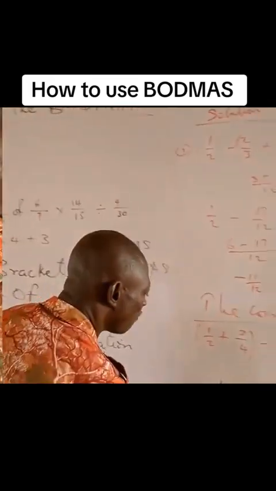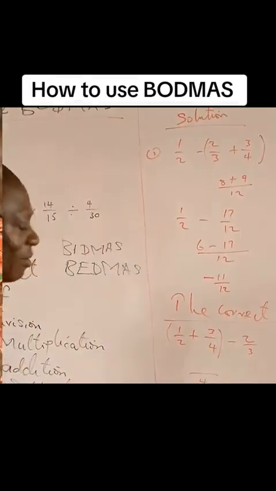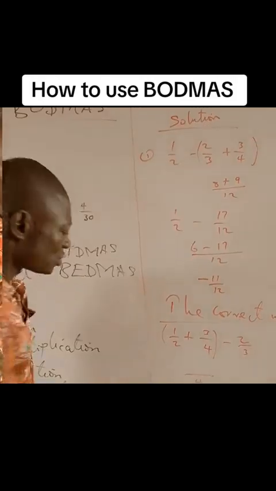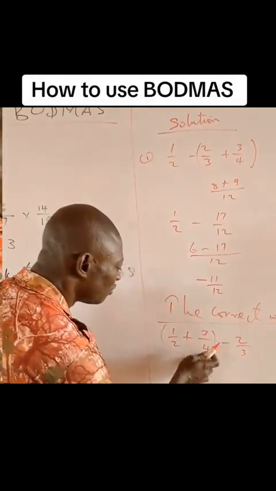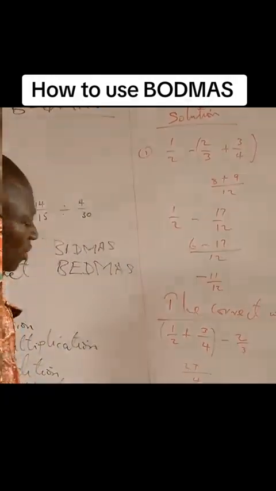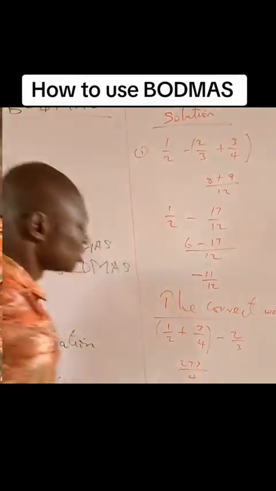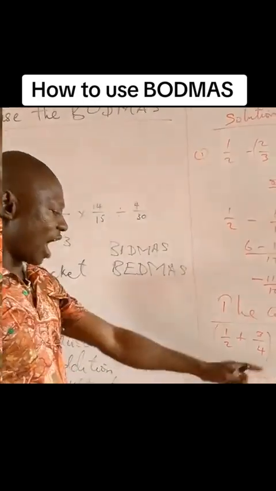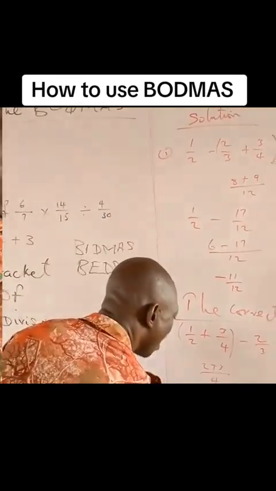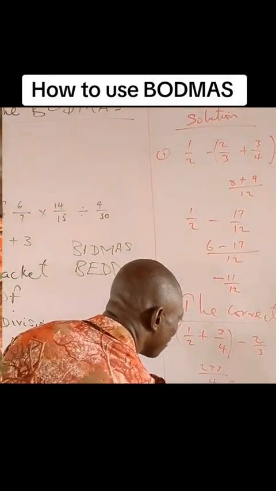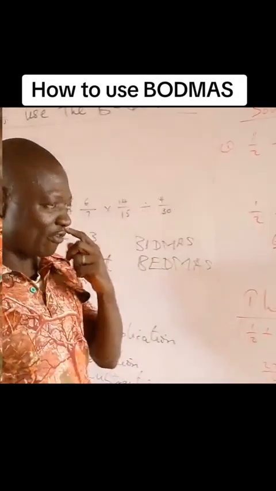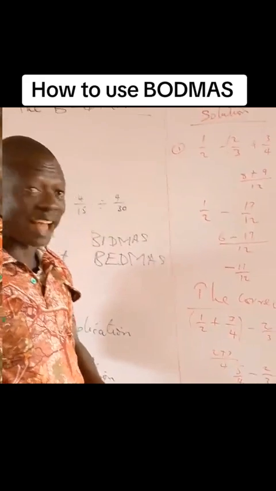Then the LCM will be 4. 2 into 4 will give us 2. 2 times 1 is 2, plus 4 into 4 is 1. 1 times 3 is 3. So the correct thing we're going to get from the bracket is 5 over 4. So we now have 5 over 4 minus 2 over 3.